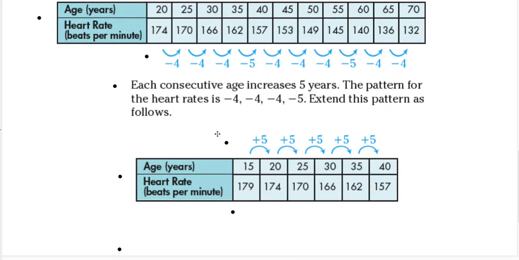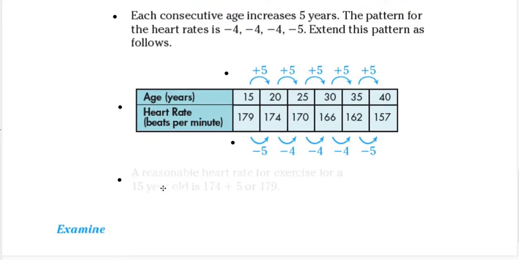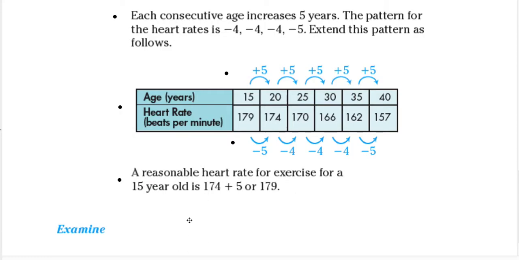Okay, so if we increase that, you now have ages 15, 20, 25, 30, 35, and 40 right here. And this will now become 179, 174, 170, 166, 162. Since we are following this pattern, it is logical to say that we're simply adding 5 to 174 to make it 179. So the pattern continues.